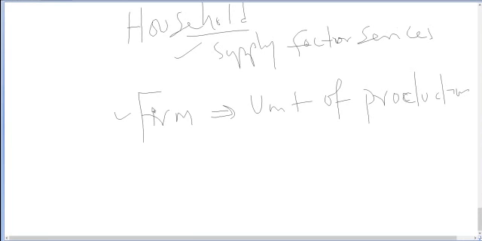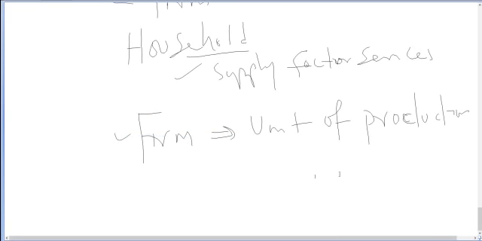So, as we are looking at the circular flow of income, the household supplies factors of production, factor services, while the firm is the unit of production. So we want to look at how these factor services move from the household to the firm in exchange for factor income, and how goods and services, particularly produced goods, move from the firm to the household in exchange for money prices paid on such goods produced by the firm.